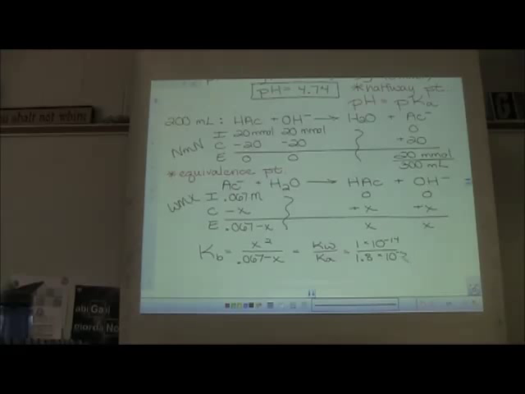I was given a Ka value, so I can figure out a Kb, which I'll save you the time. This is what you get: 5.56 times 10 to the negative 10th.